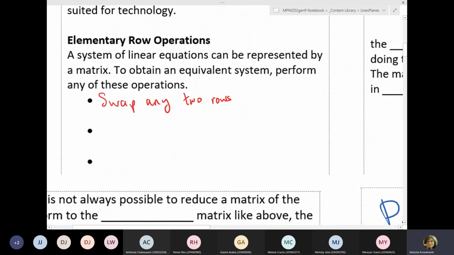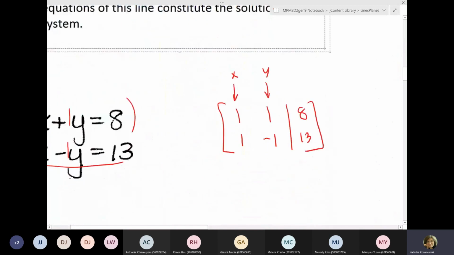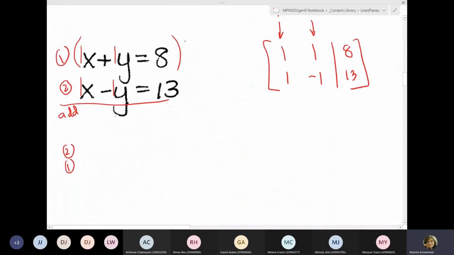The second thing that you can do is multiply a row by a non-zero number, any non-zero number, and it's still going to be equivalent to what it was before. Just like I said with equations, we can multiply the full equation by a number like 2, and it's still an equivalent equation to what it was before.